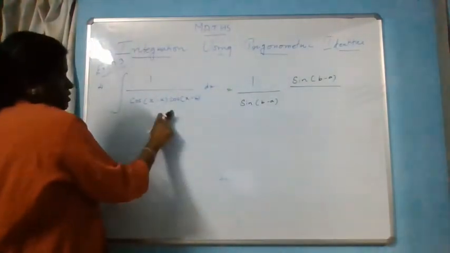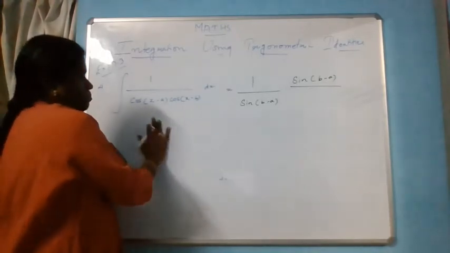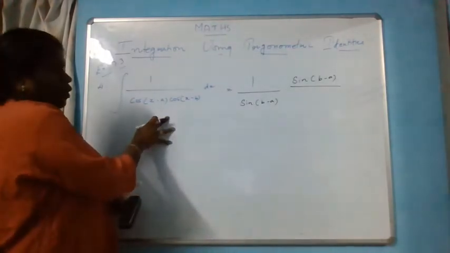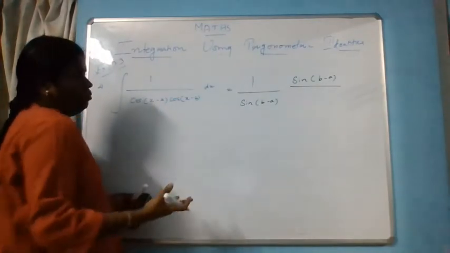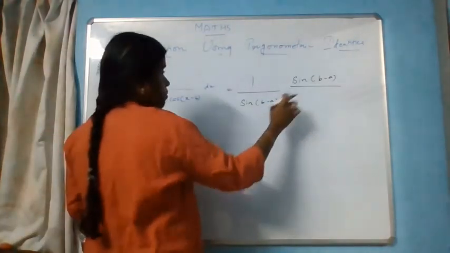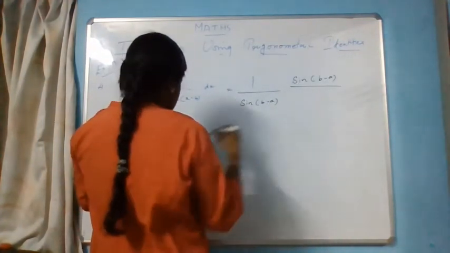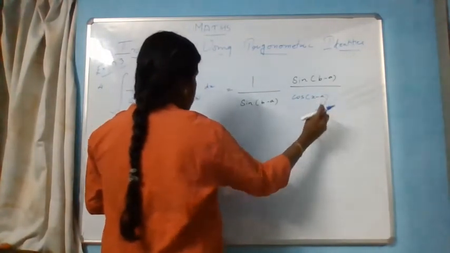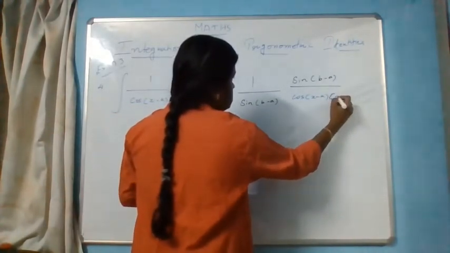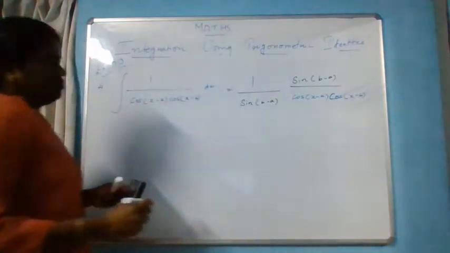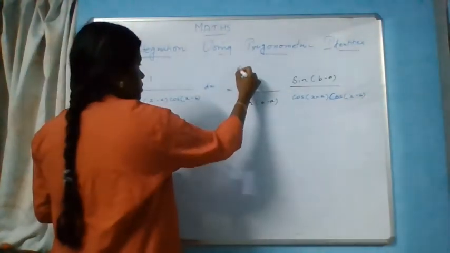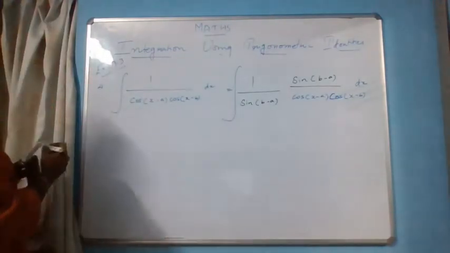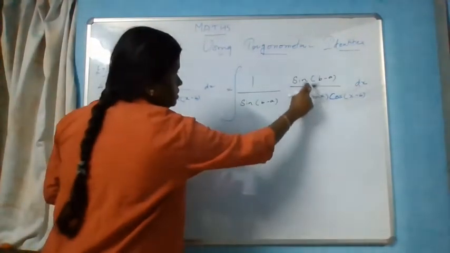Why I'm doing this is because we have cos x minus a, cos x minus b in the denominator. This cannot be simplified by using any of the identities. So I need some method which will help me simplify this integral into a form where I'll be able to integrate. So I'm just multiplying and dividing by sine b minus a, and the cos x minus a into cos x minus b remains as it is.